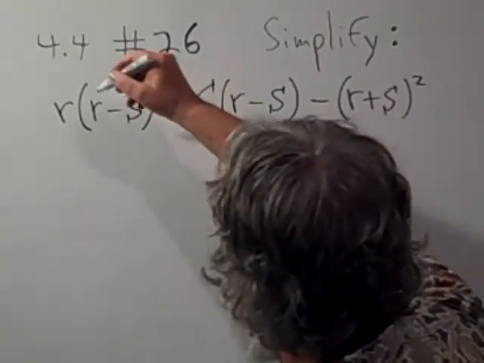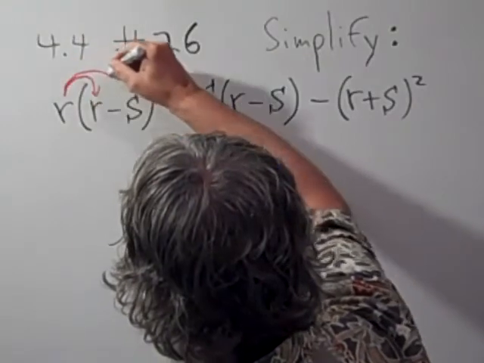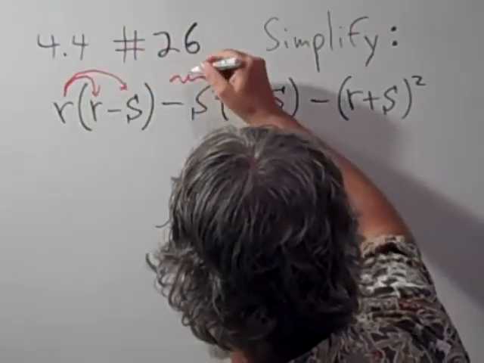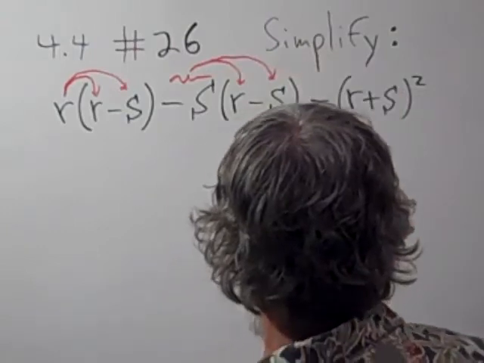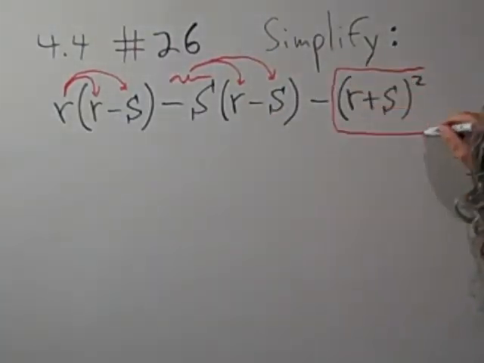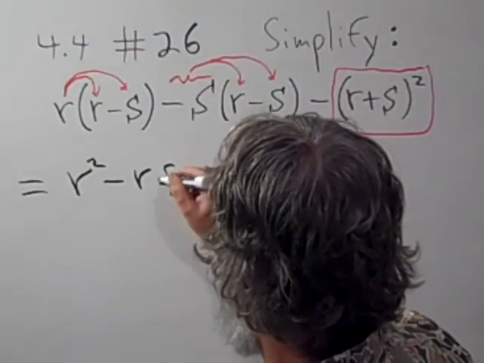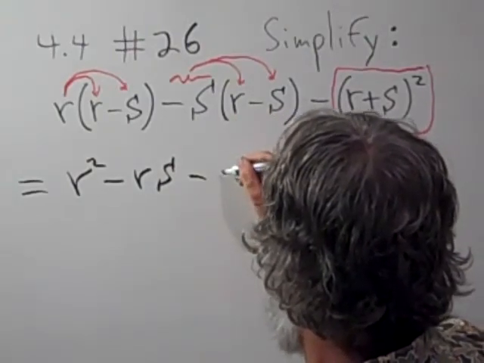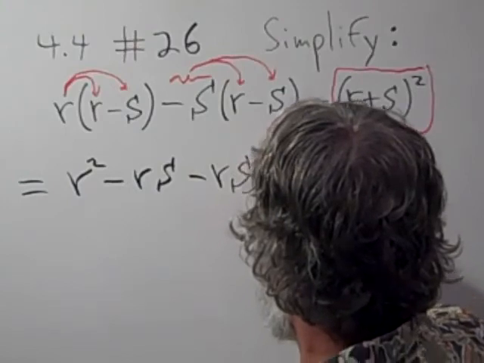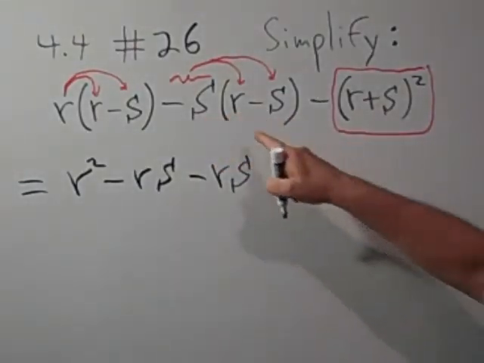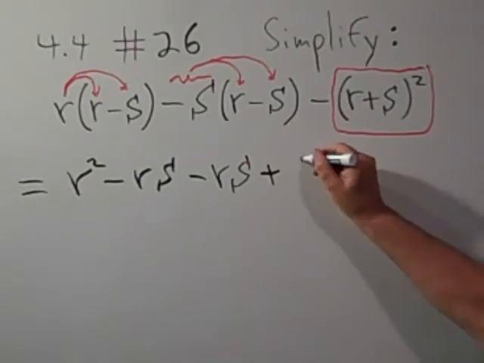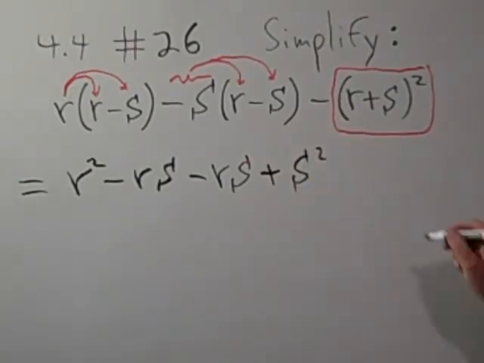Meanwhile, over here, we could begin by distributing the r through these parentheses and the -s through these parentheses. We will also square this expression. Okay, so what we end up with is r squared minus rs minus sr, which is the same as rs or sr, same product, and negative s times a negative s is a positive s squared. And now we have negative, and in parentheses, r plus s, the quantity squared.